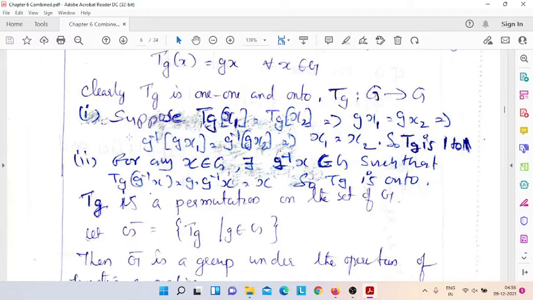Next, we can show that Tg is onto. For that, we take an arbitrary x in G. Then there exists an element g inverse of x in G such that Tg of g inverse x equal to g of g inverse x, which equals x. So Tg is onto.